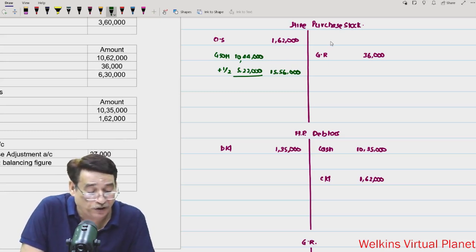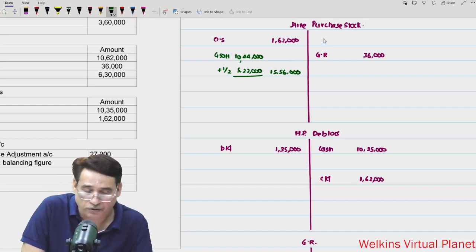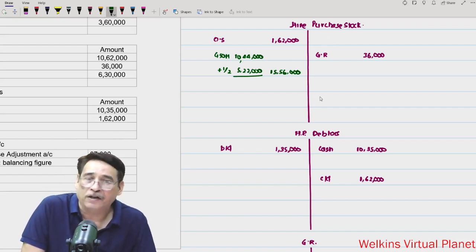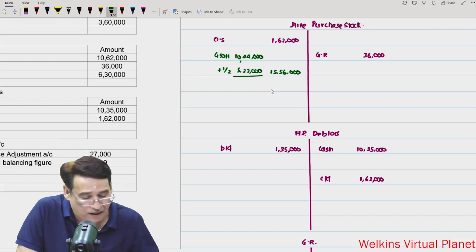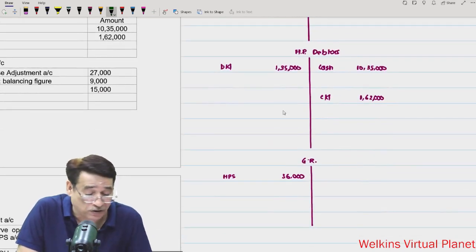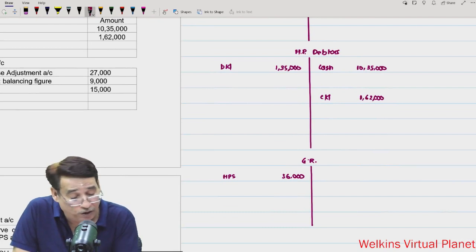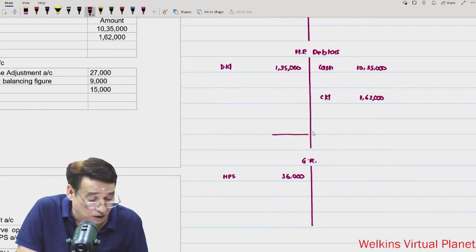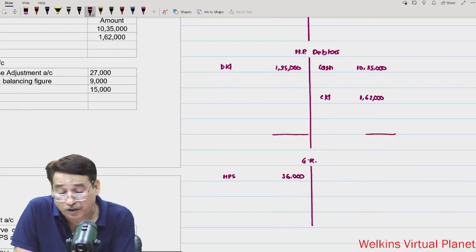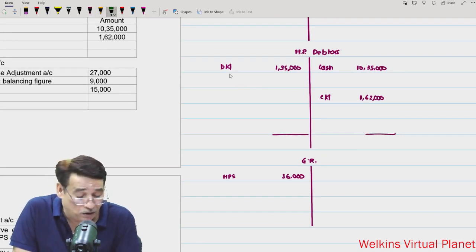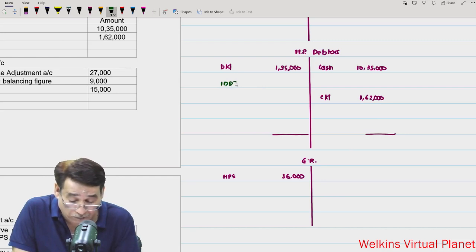Because there are 2 figures missing: one, installment due during the year, and the other, balance carried down. So I cannot balance this. That is the reason I will have to balance hire purchase debtors first. When I balance the hire purchase debtors account, obviously I am going to get installment due during the year. So installment due during the year will be your balancing figure.